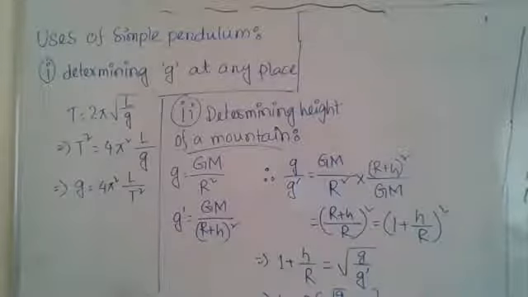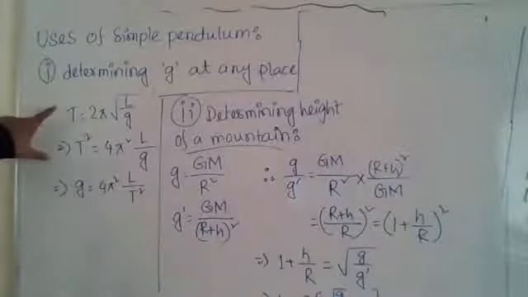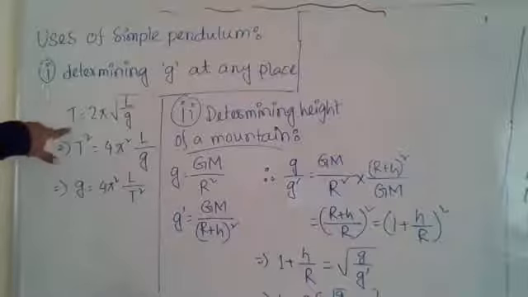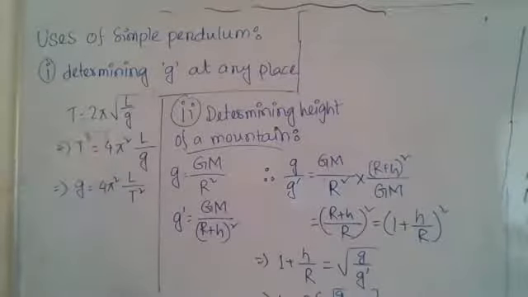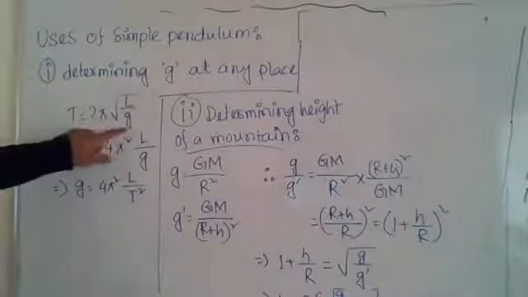In the polar region the value is higher, and in the equatorial region the value is a little bit lower. So if I want to know the exact value of g for this place where I am standing, then I can use this formula. We already developed this equation last class: T is equal to 2 pi root over L by g. So I want to find out g from here.